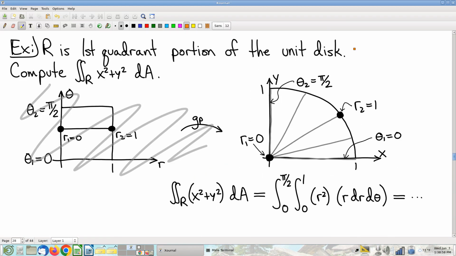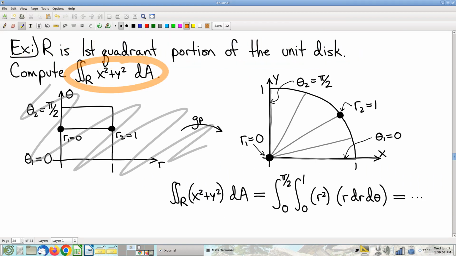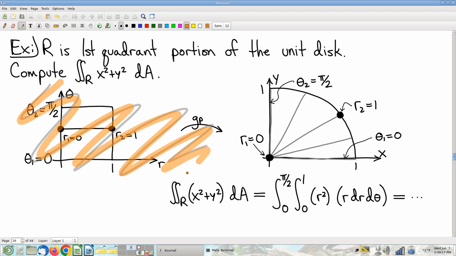Now, this is the exact same example that we just talked about. First quadrant portion of the unit disk, integral of x squared plus y squared. Exact same example. So here's the domain. Now here's the pullback that we talked about, but you'll notice I have this crossed out. I'm going to point out how we can do the pullback change of variables process without actually drawing or even conceiving the pullback itself.